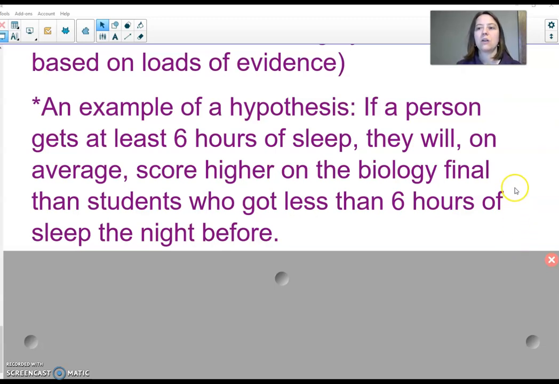We are talking about, let's say, the students in the biology class and their score on a test. So it doesn't explain a natural phenomenon, and it doesn't have loads of evidence to back it up. This would just be one study.